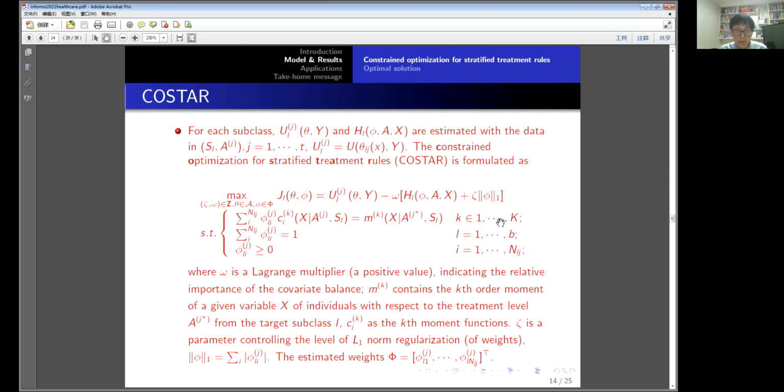The constrained optimization for stratified treatment rules is formulated as this model, where omega is a Lagrange multiplier. That is a positive value, indicating the relative importance of the covariate balance. MK contains the k-th order moment of a given variable X of individuals with respect to the treatment level A from the target subclass L. CIK is the moment function. Eta is a parameter controlling the level of L1 norm regularization of weights.